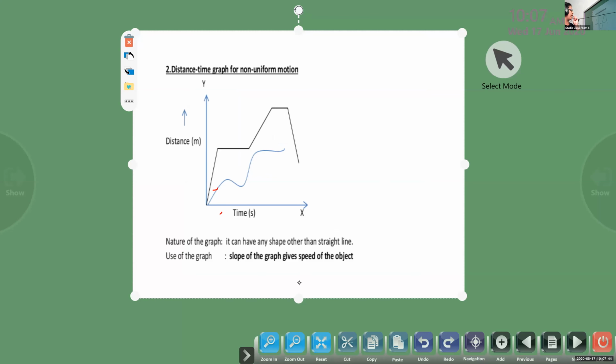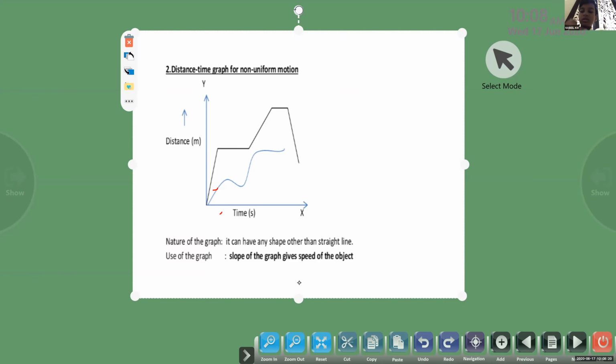Okay, children. Now you have already told me about uniform motion. Now my question to Nabil: what do you mean by non-uniform motion? My question one more time: what do you mean by the term non-uniform motion? You told uniform motion is equal distance in equal time. Now what do you mean by non-uniform motion? Opposite of that? Tell me.